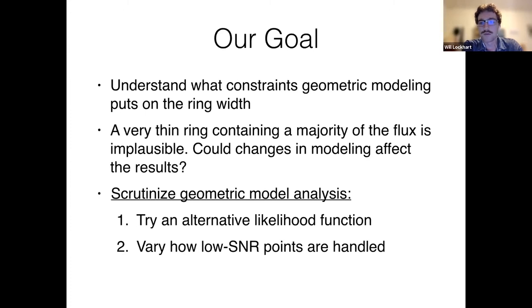When you're fitting a model, you construct what's called a likelihood function, which tells you how likely a given choice of parameters is relative to other choices. So we found a modification of the likelihood function that we thought was reasonable. That's one thing that we tried differently. The other thing is to vary how the lowest signal-to-noise data points are handled, because certain approximations break down at low SNR, and that could be biasing the data. So that's two of the modifications that we made in our geometric analysis compared to what the EHTC had already done.